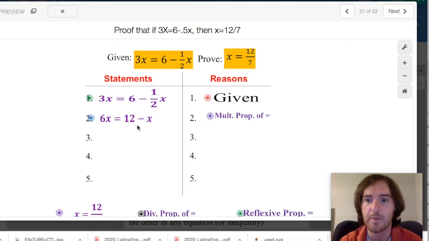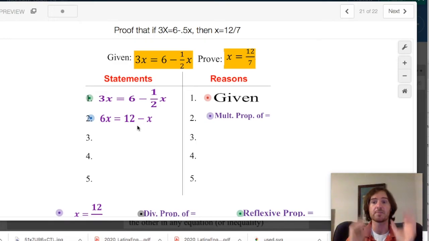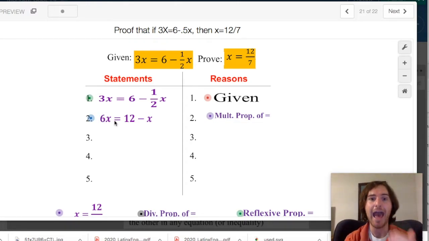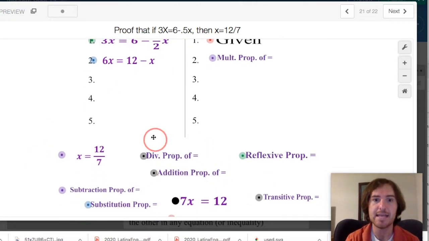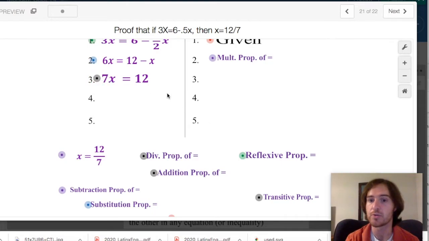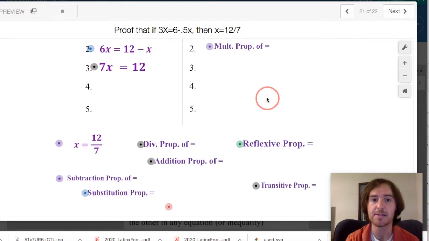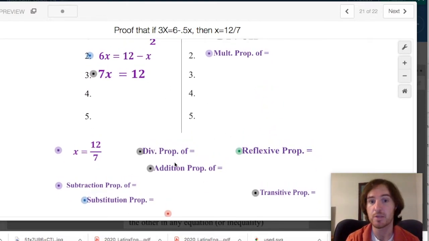What am I doing next, guys? Now I'm going to collect variables, but what's my justification? I want to get my variables over here because I have more of my variables over here. What am I doing to both sides? I am adding x to both sides of the equation, and then I get 7x equal to 12 right here, okay? And that is because of the addition property of equality. Okay, we got addition property of equality right here.